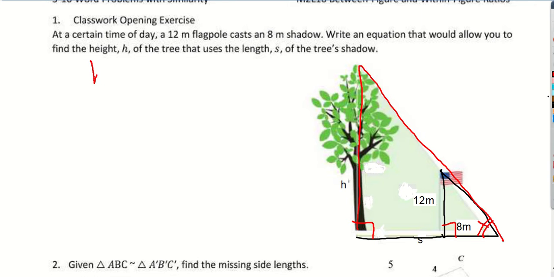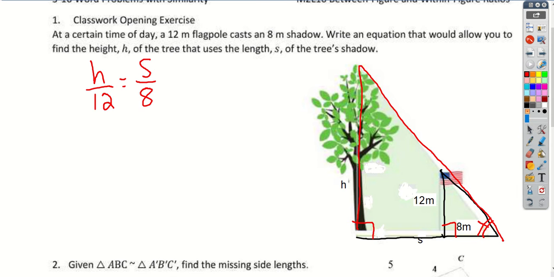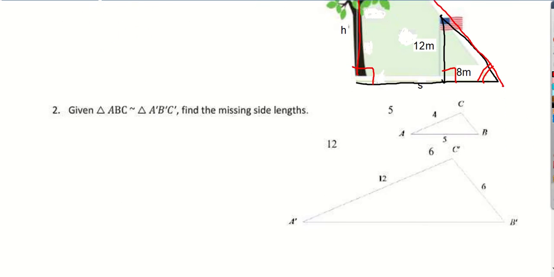So we could say that h in the tree over 12 for the pole is equal to S for the tree over 8 for the pole. And then we could cross multiply and solve if we need to. Here we can't because there's two unknowns, but that's the equation we would make for this question.